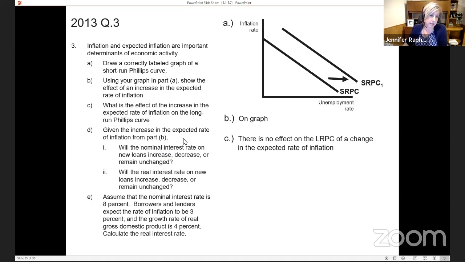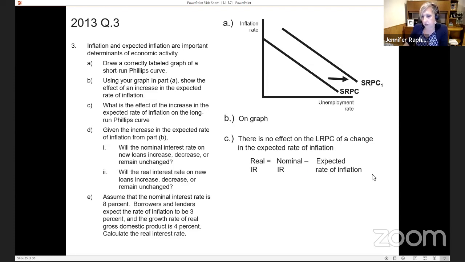Now part D asks, given the increase in the expected rate of inflation from part B, will the nominal interest rate on new loans increase, decrease, or remain unchanged? And then D2 asks, what happens to the real interest rate? So let's bring up our Fisher equation. The real interest rate equals the nominal interest rate minus the expected rate of inflation. Remember, when people enter into economic agreements, they do so based on some desired real interest rate. People who take out loans don't want to pay more than some real interest rate, and people who issue loans want to earn at least some real interest rate.